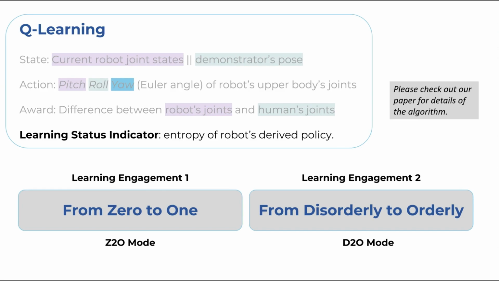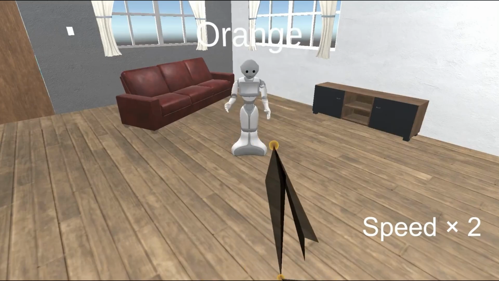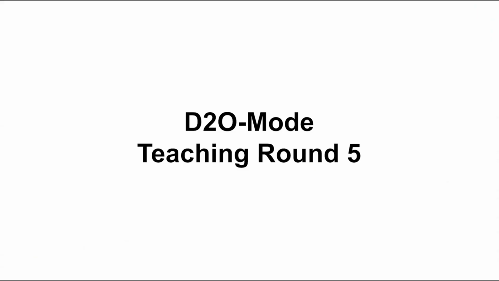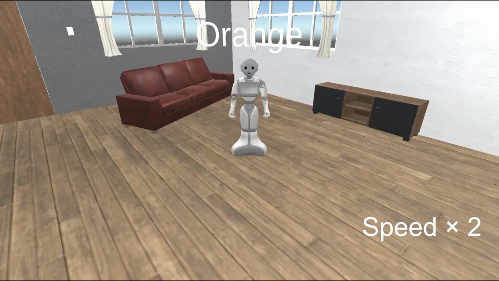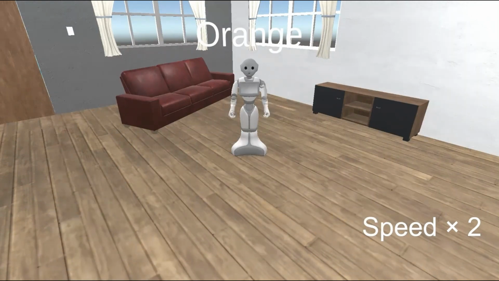The second one is from disorderly to orderly, D2O-Mode. It reflects the learning status of robots by adjusting the degree of the chaos of robots' actions. In the beginning, the robot's behavior looks chaotic and unpredictable. With the gradual improvement of learning, the robot's behavior becomes regular and predictable.